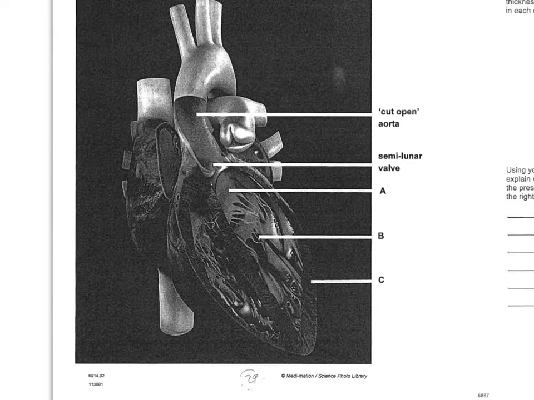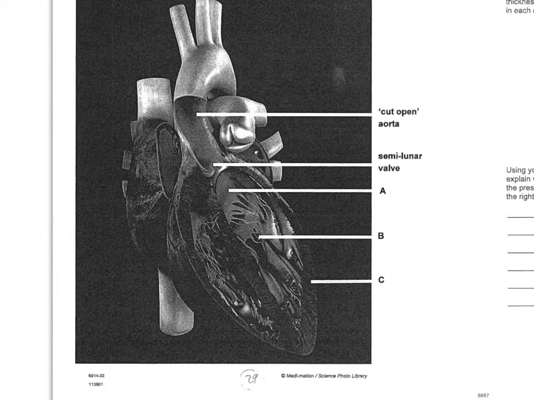Okay, so the photograph shows a section through a mammalian heart. The aorta has been cut open. Okay, so that's the aorta cut open there. The aorta and the semilunar valve are labelled. I've just drawn all over the semilunar valve, so it's not great in your photocopy, but it's showing you where it is, and we say that's the aorta.